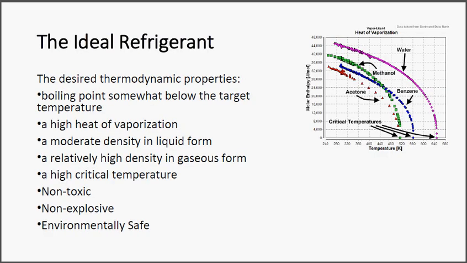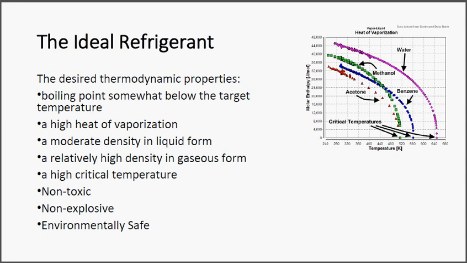The ideal refrigerant, with the desired thermodynamic properties, has a boiling point somewhat below the target temperature. So whatever temperature you're looking for, whether it's 5 degrees, 20 degrees, 10 degrees, or a minus temperature, maybe minus 5 degrees or 10 degrees. It should have a high heat of vaporization, a moderate density in liquid form, and a relatively high density in gaseous form. A high critical temperature, it should be non-toxic, non-explosive, and environmentally safe. Yeah, that's the ideal refrigerant.